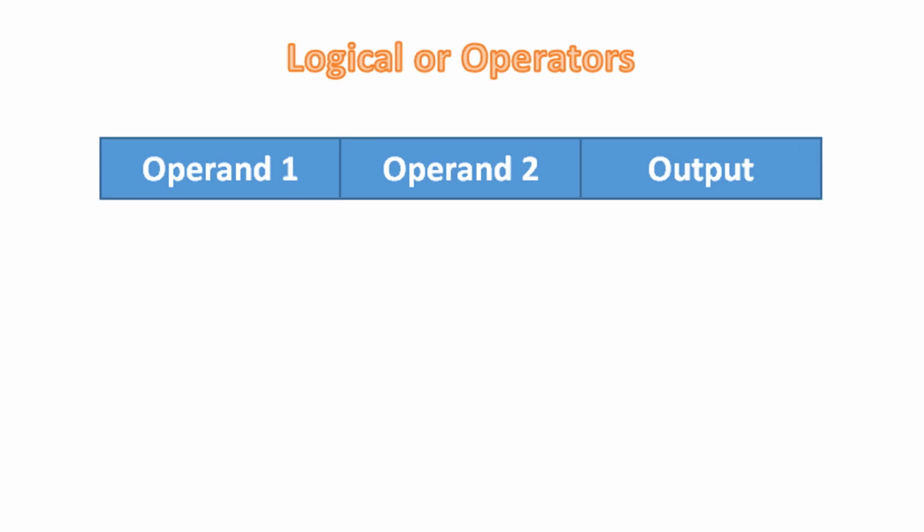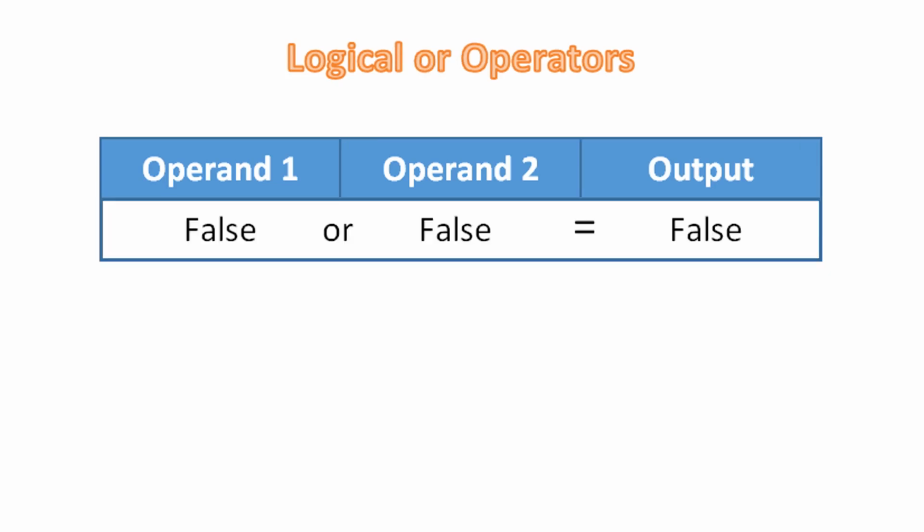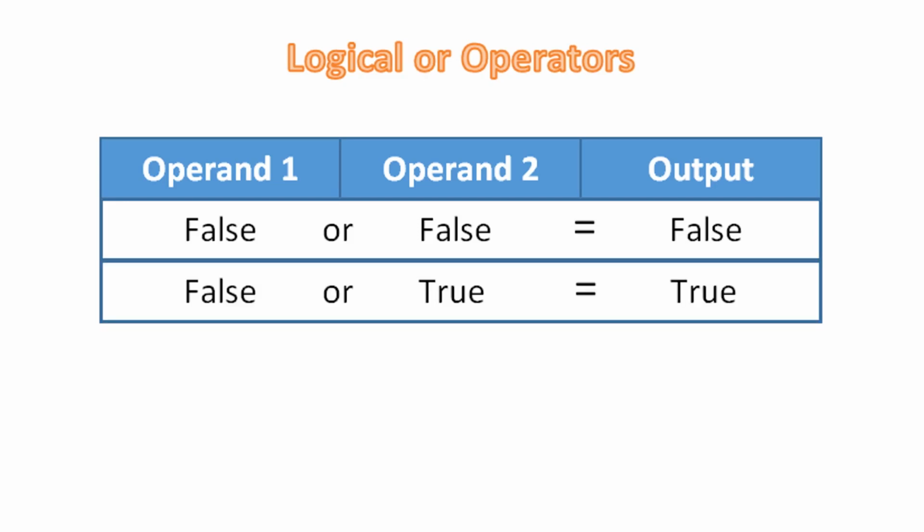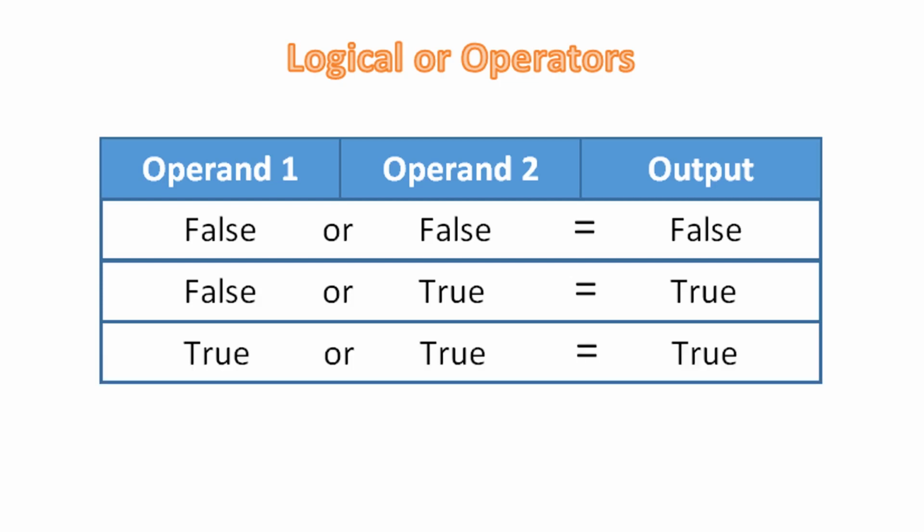Logical OR operator. When both operands are false, then the output is false. When one operand is false and another operand is true, then the output is true. When both the operands are true, then the output is true. Here if any one operand is true, then the output is true.